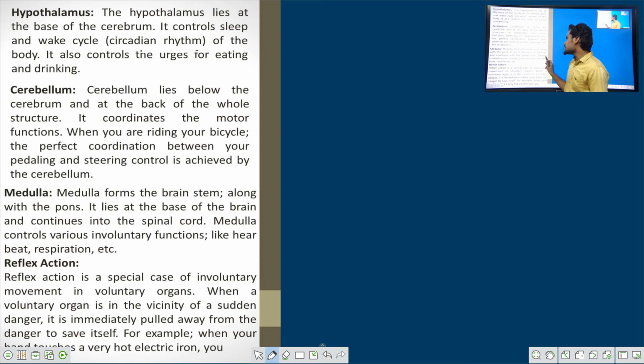the spinal cord. So medulla controls various involuntary functions like hearing, heartbeats, respiration. So medulla makes the body very active and unknowingly controls vital activities. Like breathing is a vital activity which is mainly controlled by medulla. Heartbeat is not a voluntary action, it's an involuntary action which is highly controlled by medulla oblongata.